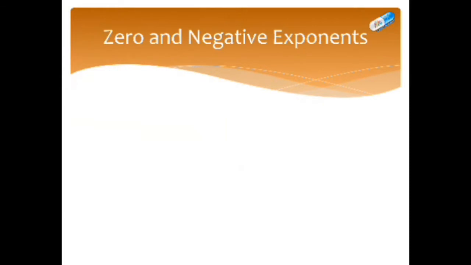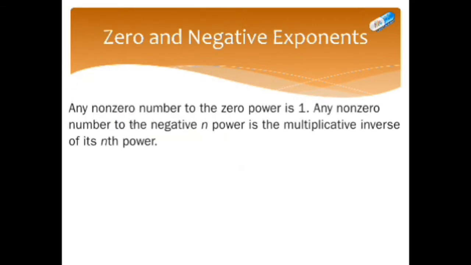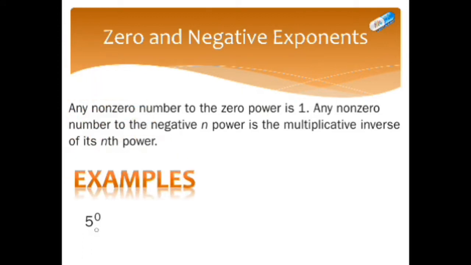Zero and negative exponents. Any non-zero number to the zero power is 1, and any non-zero number to the negative n power is the multiplicative inverse of its nth power. So, examples of this: 5 power 0. Look here in the rule. The rule says that any non-zero number raised to the 0 power should be equal to 1. So 5 power 0 should be equal to 1. Any variable n power 0 equals 1.